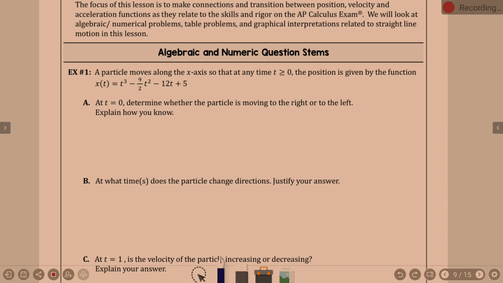Okay, so our focus here is to make connections, transitions between position, velocity, and acceleration. We've already done some of this, but it's putting it more together. We're going to start with an algebraic numerical problem. We're going to do a table problem. We're going to do a graphical problem.